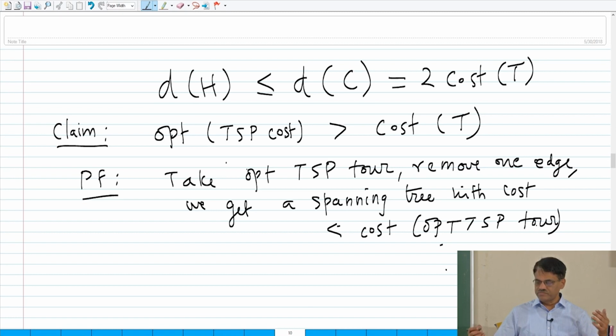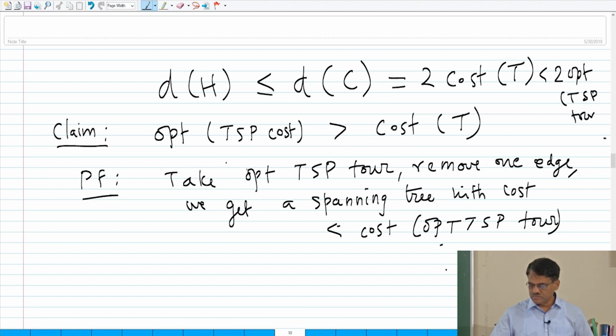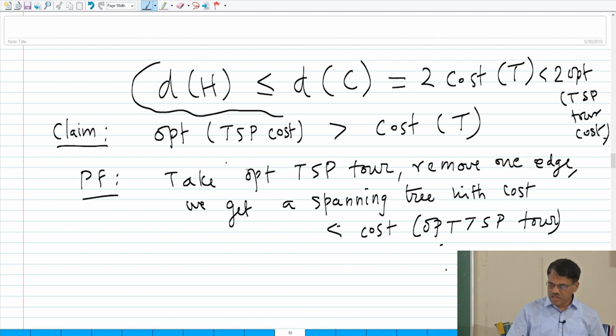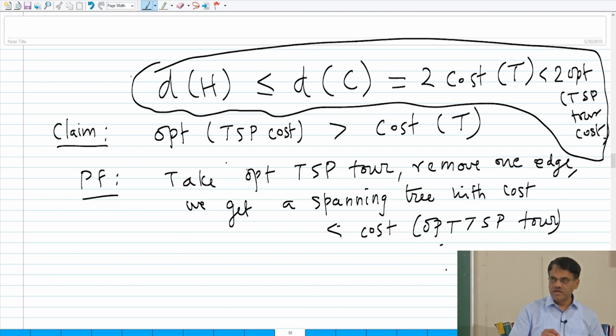Okay, so now that is it. So the minimum spanning tree cost will be even less than that. So now plug this into here. What have I shown? The cost of T is less than the optimum TSP cost. So, what have I finally shown? The solution I have produced, the Hamiltonian cycle, by the minimum spanning tree, doubling every edge, Eulerian cycle, short circuiting, that cost is at most 2 times the optimum TSP cost. So, the solution I have produced is at most twice the optimum.